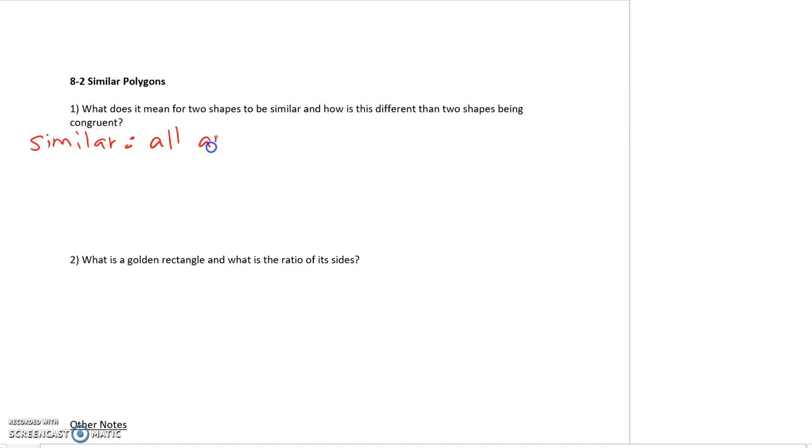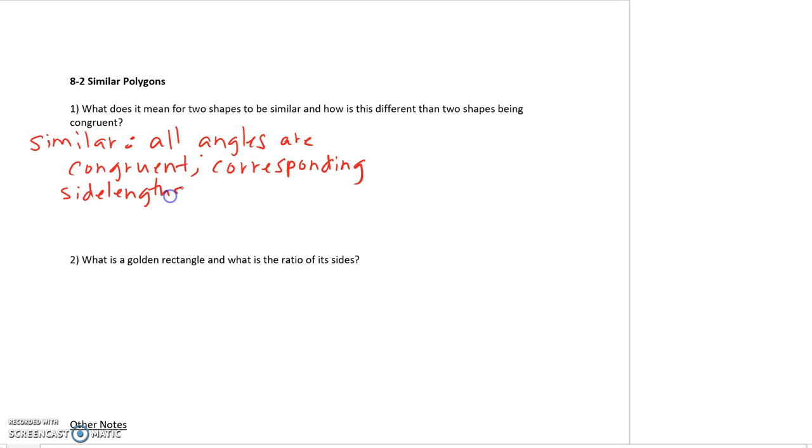all angles are congruent and corresponding side lengths are proportional. And when I say all angles are congruent, I really mean all corresponding angles are congruent.